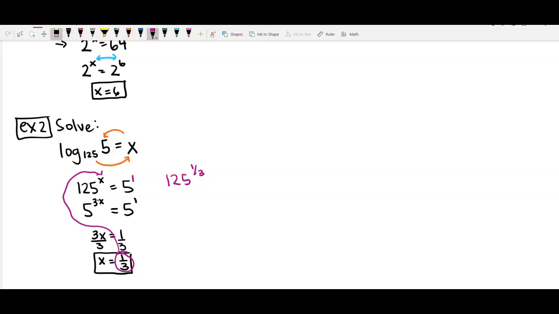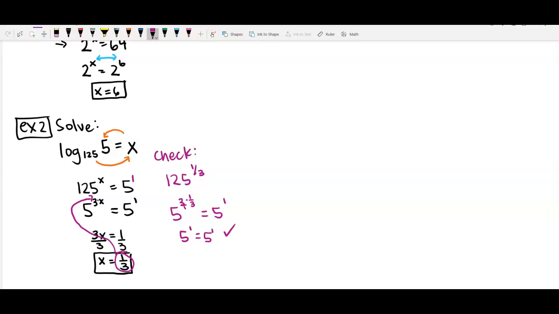But another thing you could do, which might be easier for most people, is to put that 1/3 in here and maybe see it a little bit better. 5 to the 3 times 1/3 equals 5 to the 1st. So 3/1 times 1/3 is just 1. So 5 to the 1st equals 5 to the 1st, so this does check out. Whenever there's a way to solve something, you can always check it.